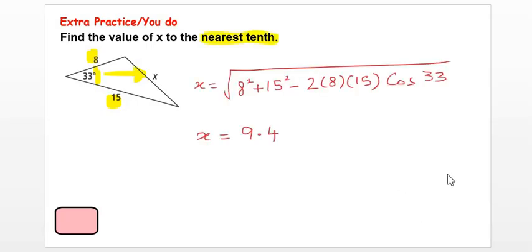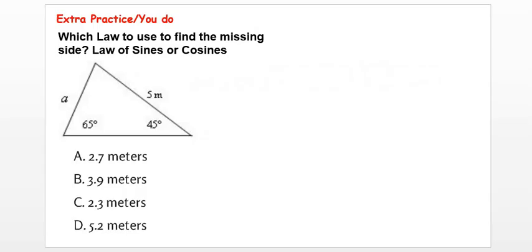Here is the answer for this question. You can see I substituted all the values into the formula and the answer is becoming 9.4, and because I was supposed to give the answer to the nearest tenth, I gave it to 1 decimal place. Here is the next question.